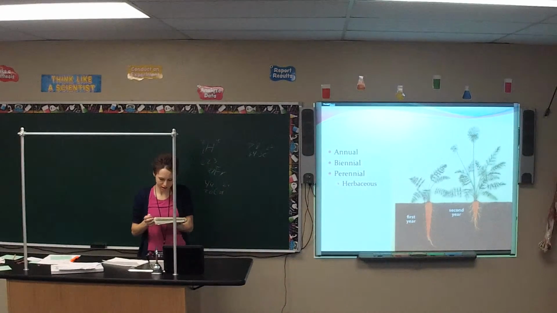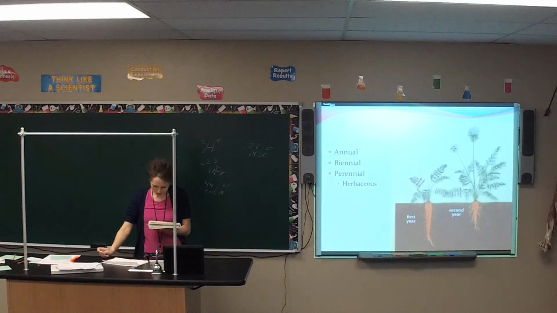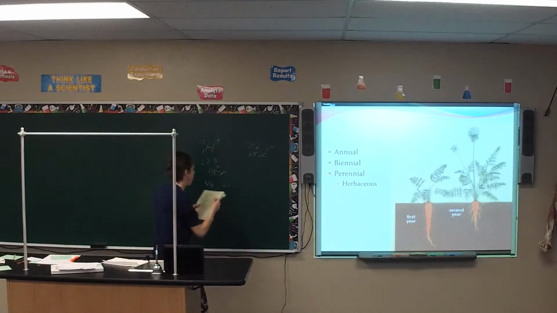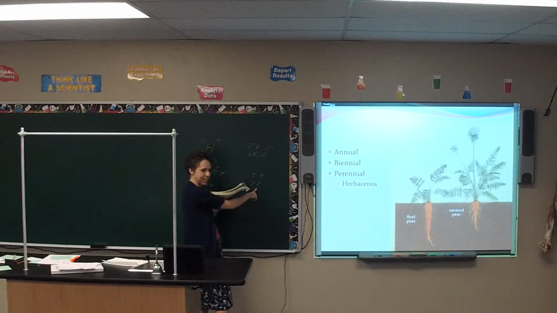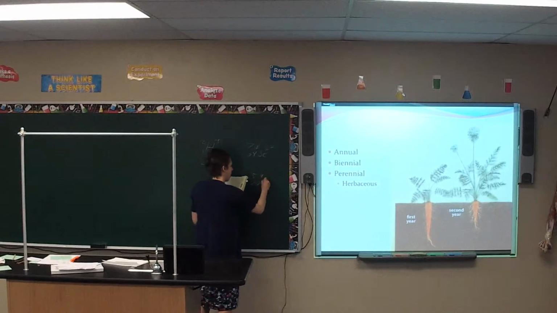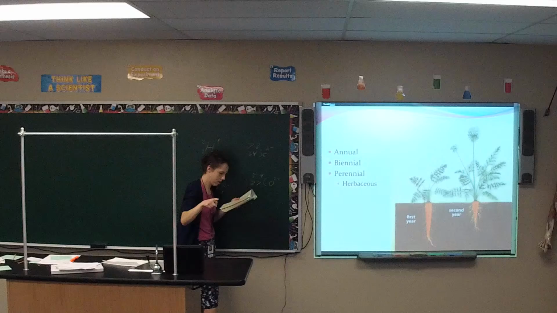Cobalt. Alright, what do you got, Ethan? 27. That's it? 30. Alright, 27 protons, but it has a mass number of 59. So how many neutrons? 32. And then how many electrons? Because it had a 2 plus charge. 36.